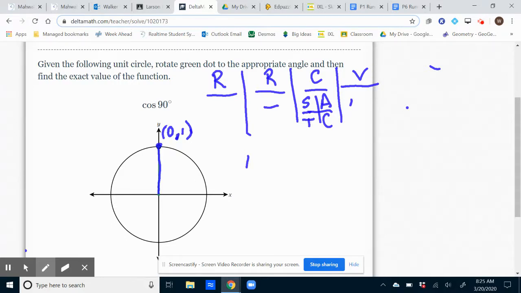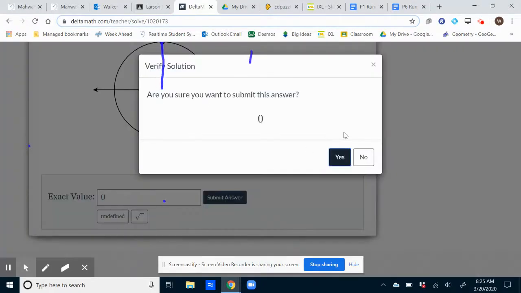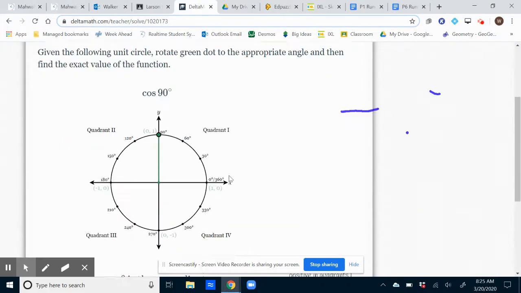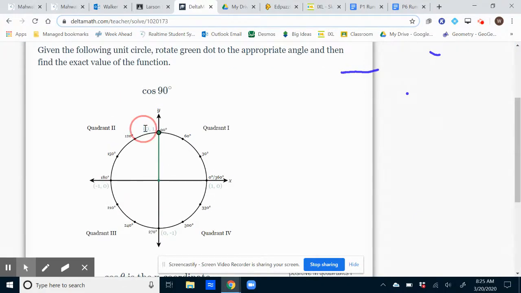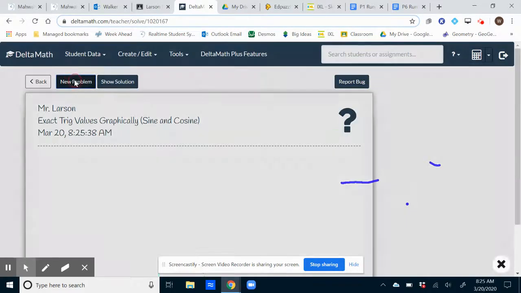And hopefully you all remember from when we made our plate, it goes cosine, sine. Okay, so since it's asking about cos, we're looking at the x value. Okay, so the cosine of 90 is 0. Okay, so I'm going to go 0, submit answer. Awesome. Okay, so that coordinate point there, as you see, is 0, 1, and cosine is the x value.